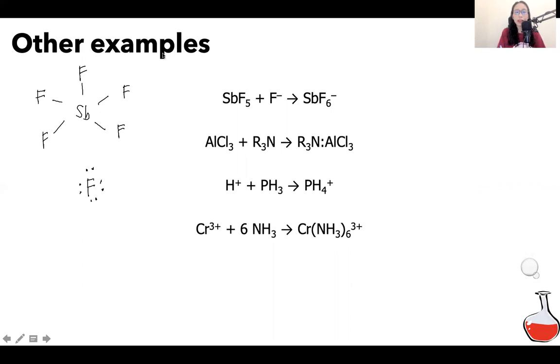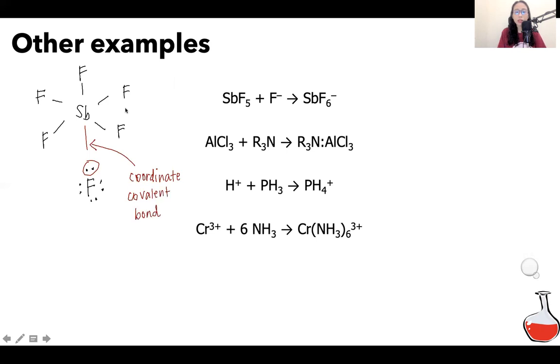The pair of electrons that will be used to create the bond between the Lewis acid and the Lewis base, or the two electrons used to create this covalent bond, comes from only one species, which is your Lewis base. So two electrons will be given by the fluoride ion to form the covalent bond. For this one, we have a specific name. It's called a coordinate covalent bond.